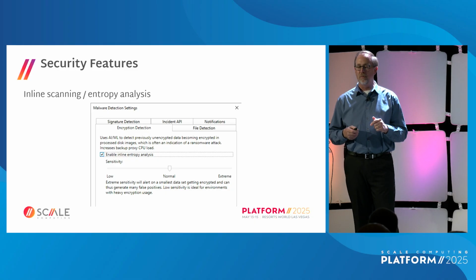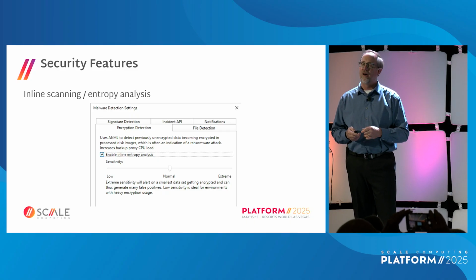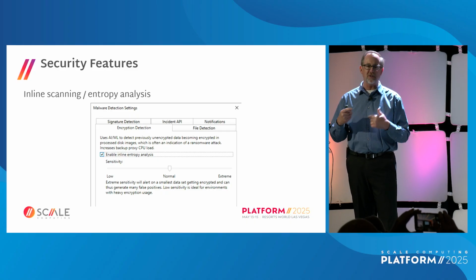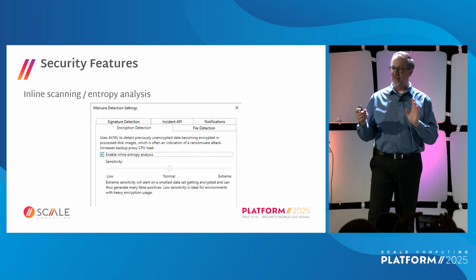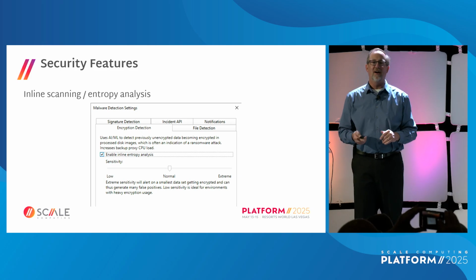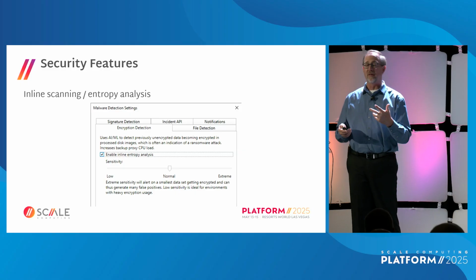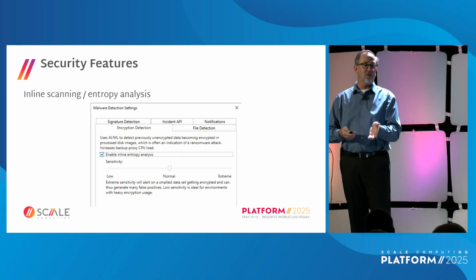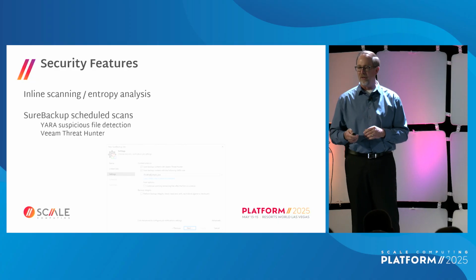The first one is what we call inline entropy analysis. Essentially, this is block level stuff. As we're reading changed blocks during the backup process, we're actually looking for encryption. So we're looking for net change on those blocks, and if it exceeds whatever you've specified on your slider, then we'll flag that backup as potentially suspicious. Then you can use instant recovery or disk publishing and do some forensic analysis on that.